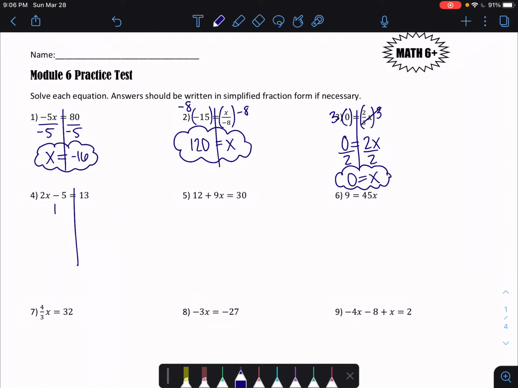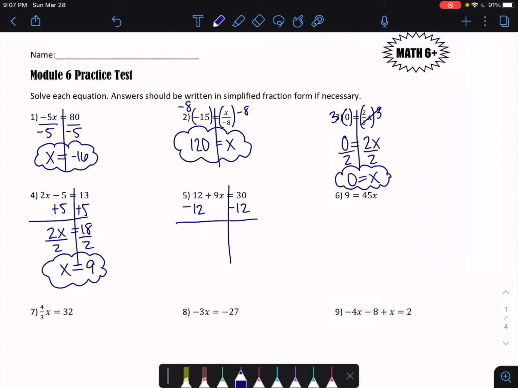For number 4, 2x minus 5 equals 13. I'm going to undo the subtraction first. So 2x equals 18. I divide by 2, and x equals 9. For 12 plus 9x equals 30, I'm going to subtract 12 from both sides. So 9x equals 18, and then this time I'm going to divide by 9. So x equals 2.